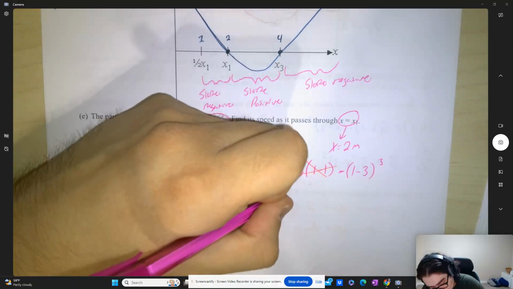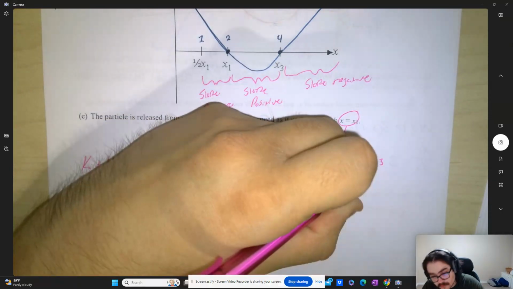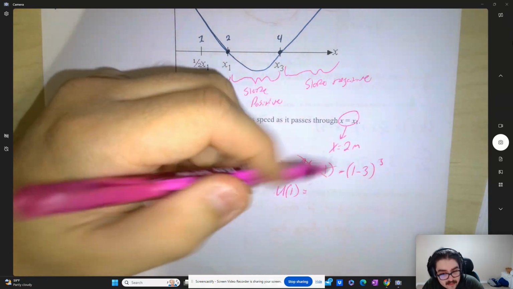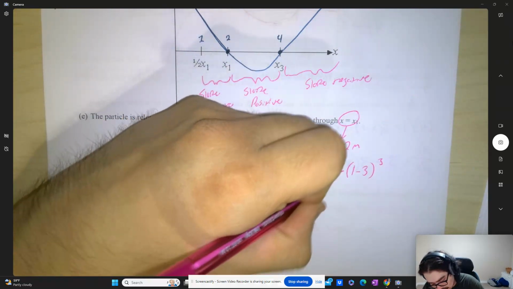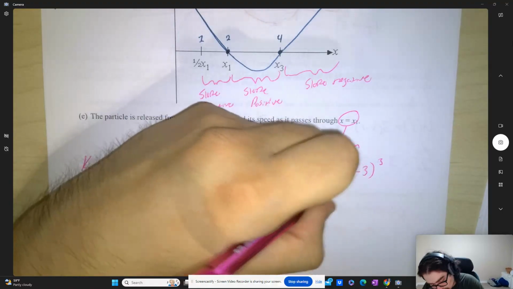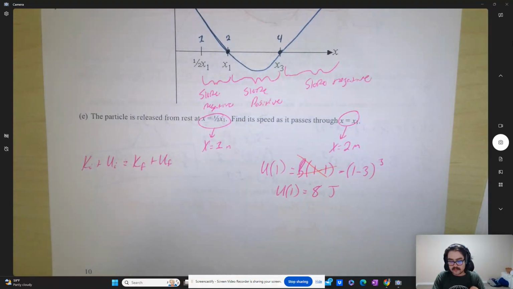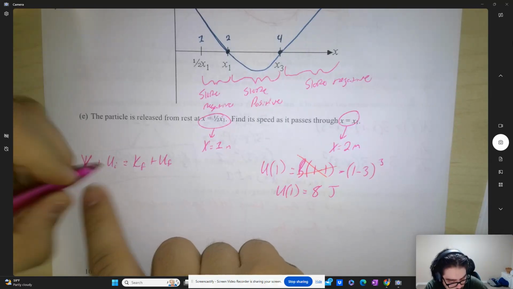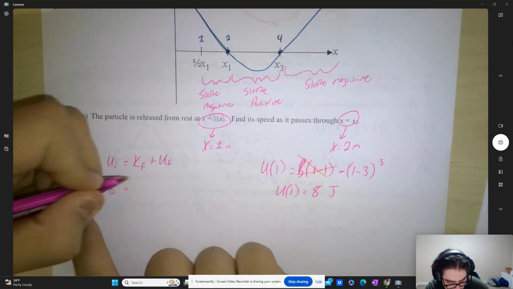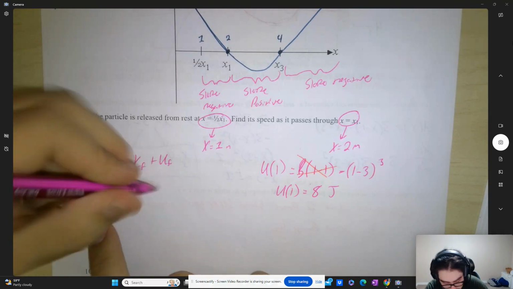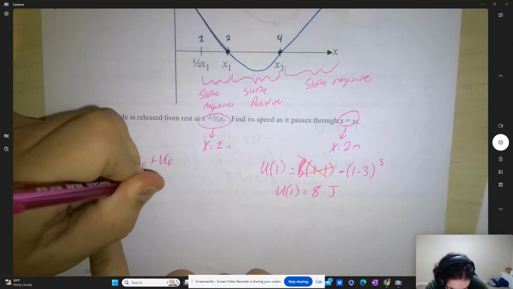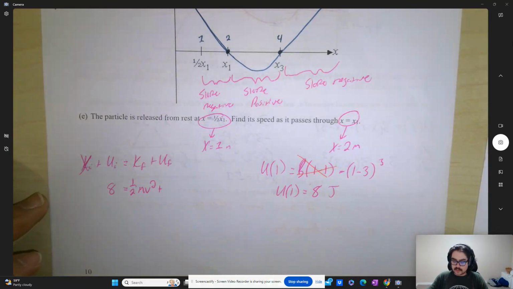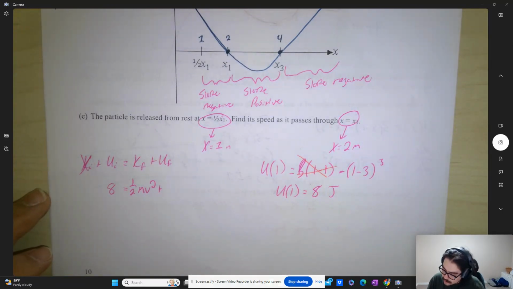So U of 1 would have to be equal to negative 2 cubed, which would be negative 8, and then the negative on there turns it positive, so it would be 8 joules. So initially we don't have any kinetic energy, but we do have 8 joules of potential energy. The final kinetic energy is 1/2 mv squared, and then the final potential energy, as it passes through x sub 1.